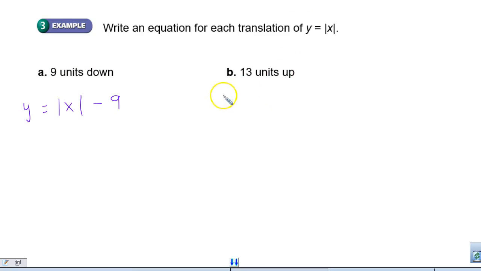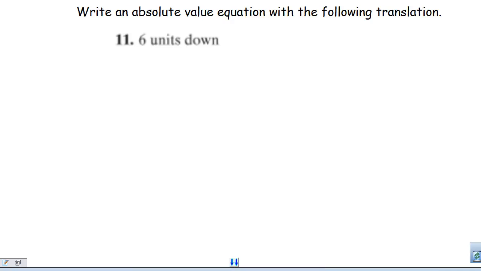For letter B, I'm going to start with my parent function, y equals the absolute value of x. And if I want to go up 13, what do I do? Add 13. Yep, add 13 to it. So for those ones where it just says write the equation, you do not need to graph, just simply write that equation. So go ahead and do number 11 for me.